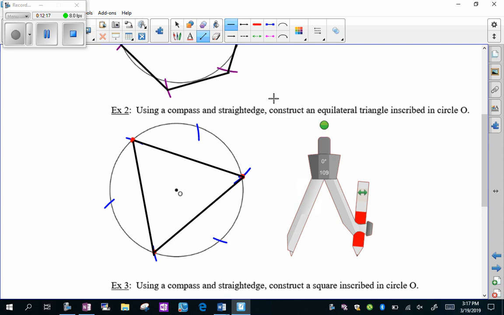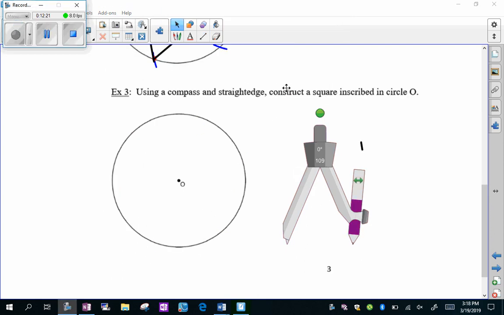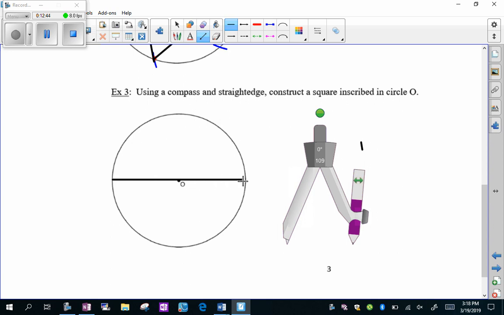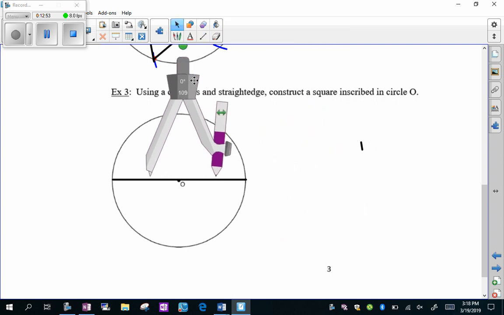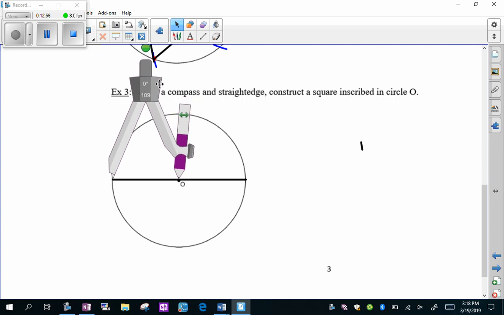All right, one more construction. The last one is we're going to use a compass and a straight edge to construct a square inscribed in circle O. A lot of people like this one because it involves the perpendicular bisector. Our first step is to use our straight edge and draw a line right through the center of the circle. That's a diameter. Once we have our diameter, we take our compass and construct a perpendicular bisector to that diameter.